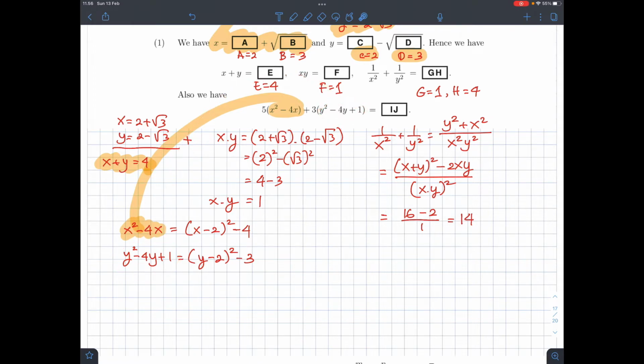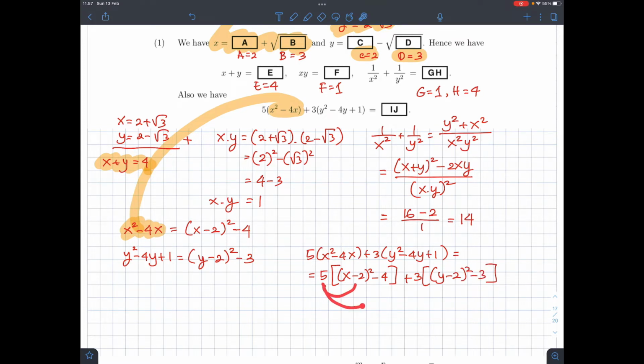Okay, let's do the last part. 5x squared minus 4x plus 3y squared minus 4y plus 1 becomes 5 times (x minus 2) squared minus 4, plus 3 times (y minus 2) squared minus 3. You just multiply here, and you get 5 times (x minus 2) squared minus 20 plus 3 times (y minus 2) squared minus 9.